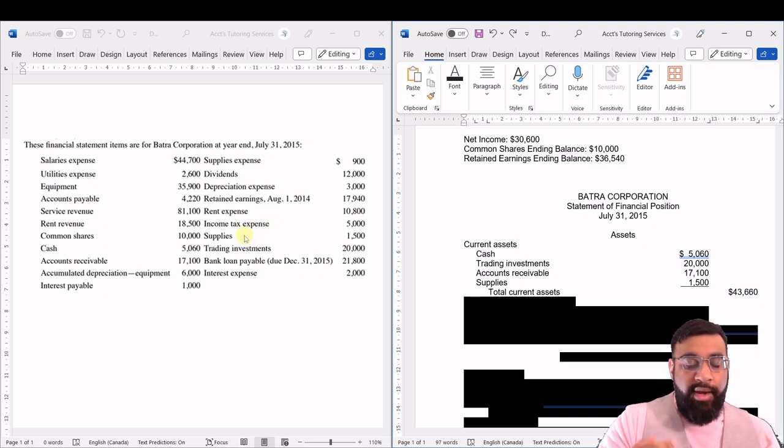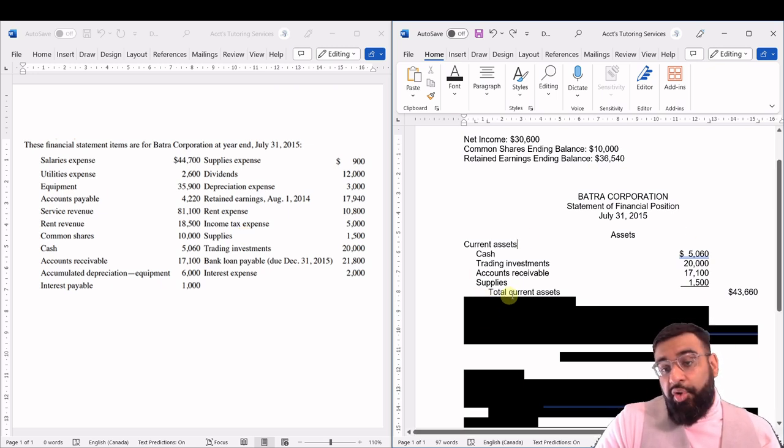So in our water bottle example, our inventory is the actual water bottles. And then people even get equipment confused with supplies and inventory as well. Equipment is what we use to make the inventory. So there are three different accounts altogether. In this case, our total current assets are 43,660. And now we're done with our current assets.